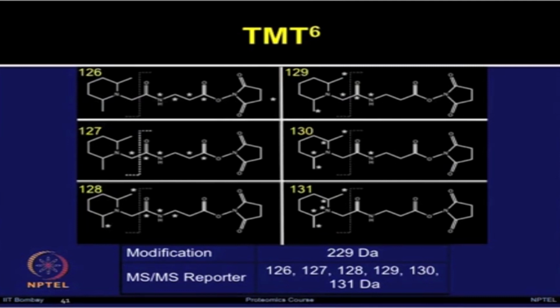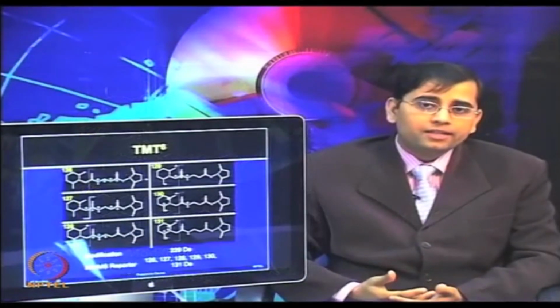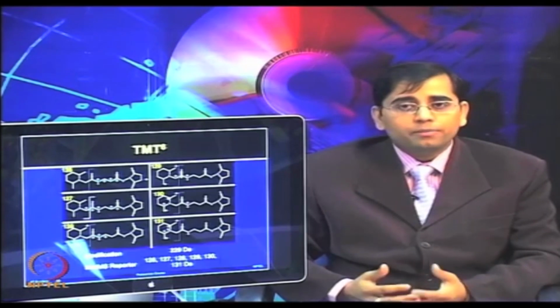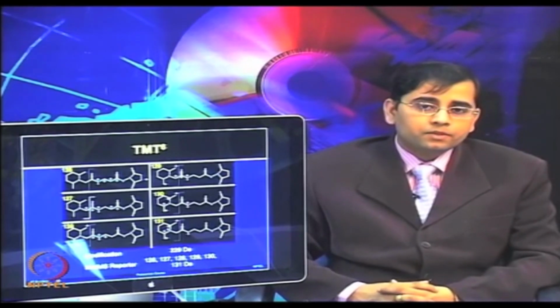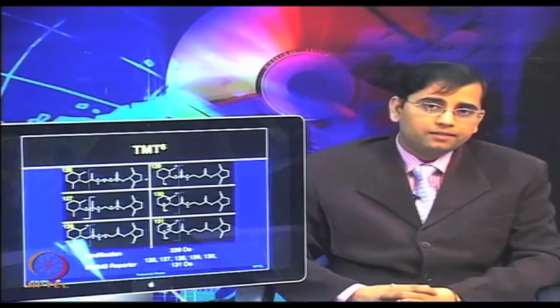Let us now look at the TMT 6-plex reagent. It allows the comparison of up to 6 conditions. The MS/MS reporter ions, as you can see in the structure, are 126, 127, 128, 129, 130 and 131 Daltons. So, the TMT 6-plex reagent allows comparison of up to 6 conditions. It could be useful for studying time courses, drug dose responses, replicates or multiple sample disease comparisons. The modification is 229 Daltons.